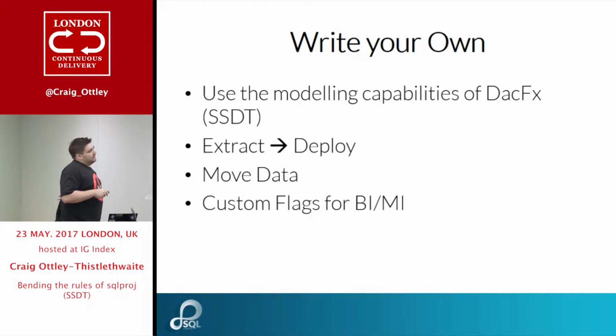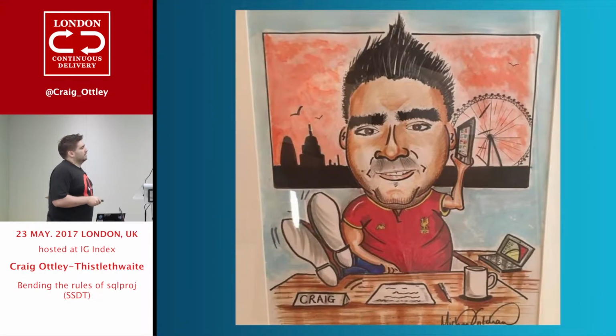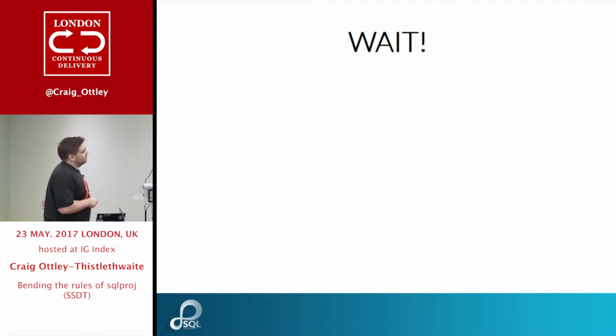You can have custom flags for BI and MI. Some people called it BI, some people called it the MI system; I think more of the older guys called it the MI system. You can monitor it easily, so we knew exactly how far behind we were. We were only ever 15 minutes behind. You can put your feet up with a beer. And you do that. But wait, it wasn't as simple as that.